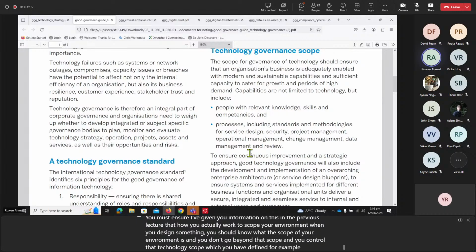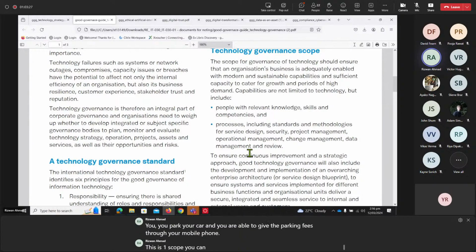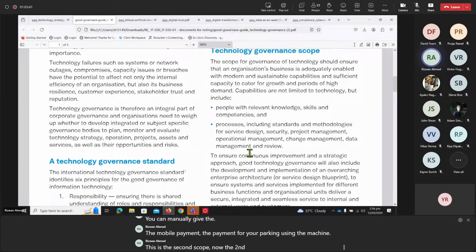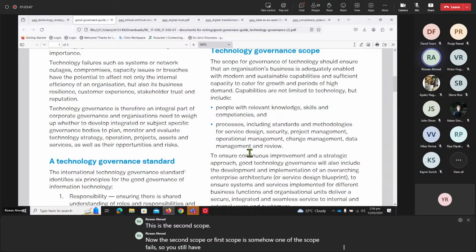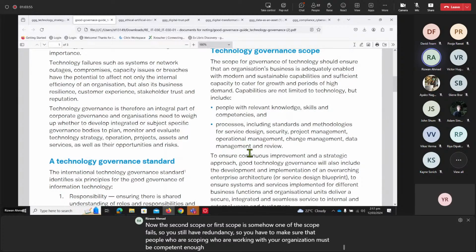For example, you park your car and you are able to pay the parking fees through your mobile phone. This is one scope. You can also manually pay for your parking using the machine. This is the second scope. Now, if one of the scopes somehow fails, you still have redundancy. So you have to make sure that the people who are scoping, who are working with your organization, are competent enough to do that.